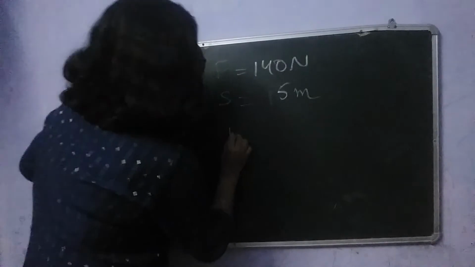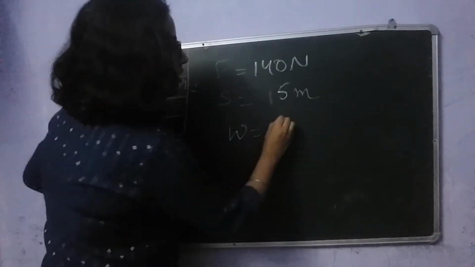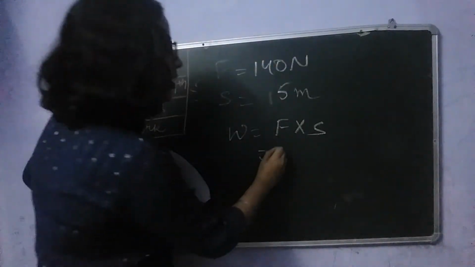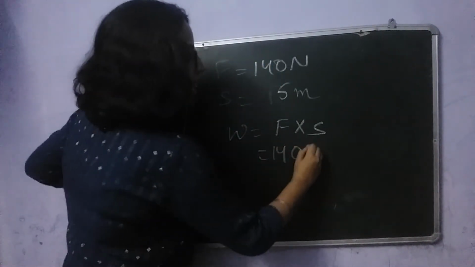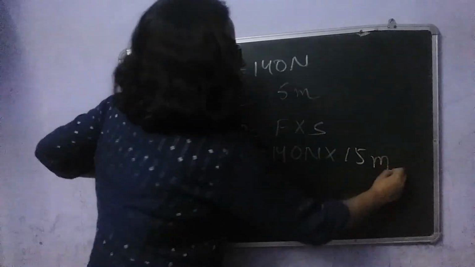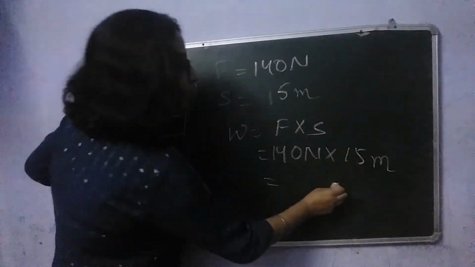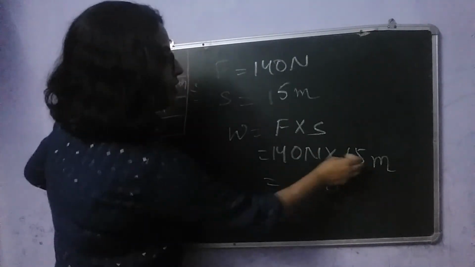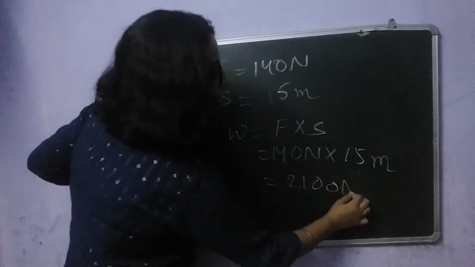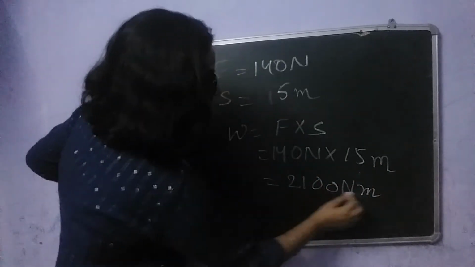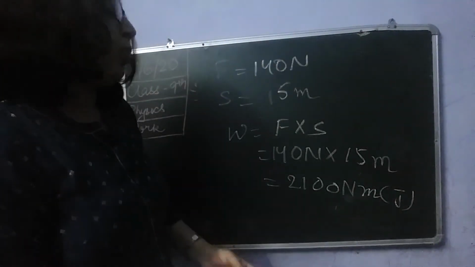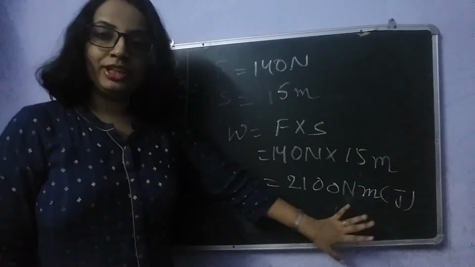So here it is simple, as we know that work done is always equal to force into displacement, and here force is given as 140 Newton and the displacement is 15 meter. So now solve it: 140 times 15 equals 2100 Newton meter or joule. Okay, this is the required work done by bullocks in plowing the field.